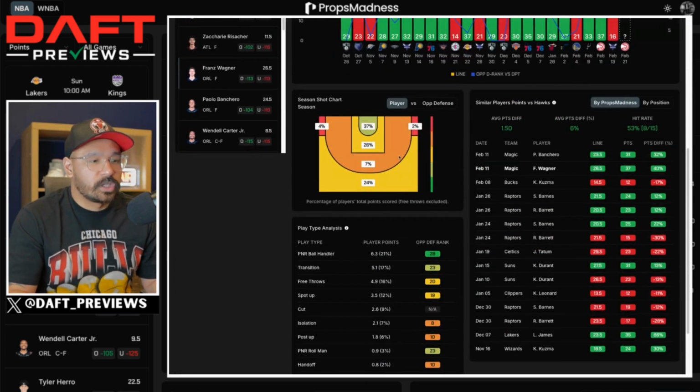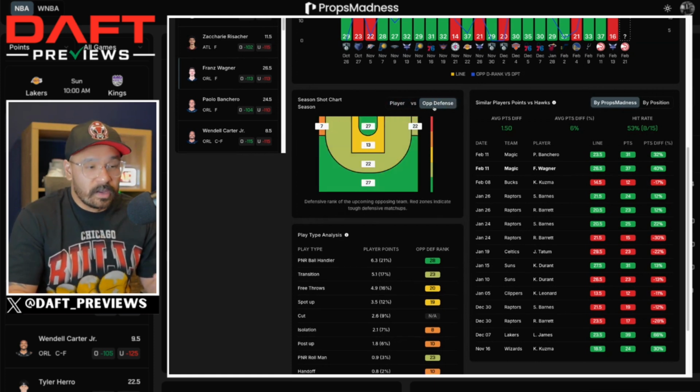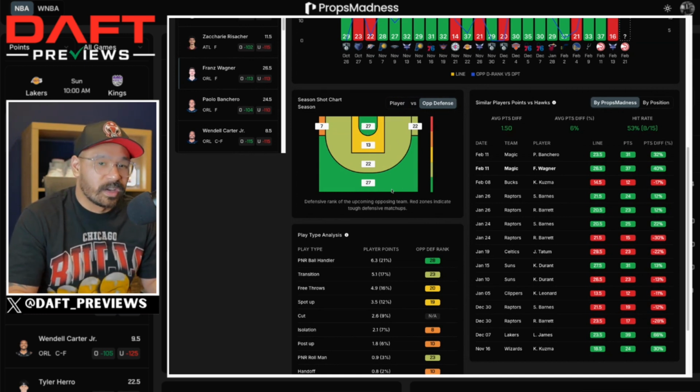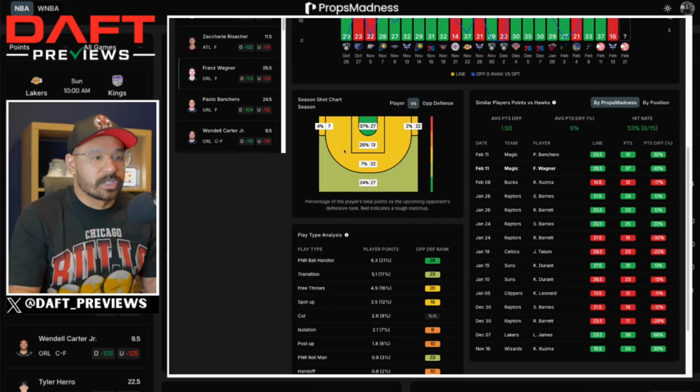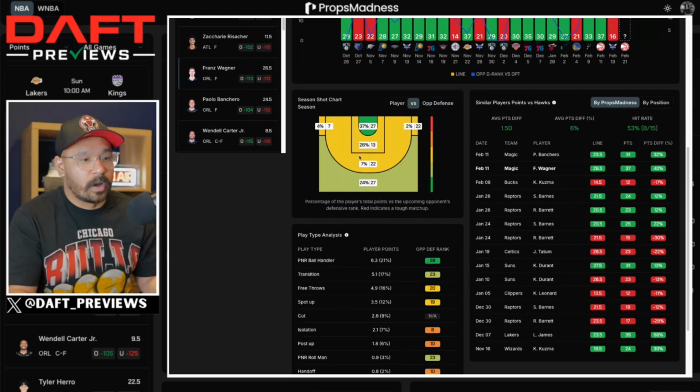So in this season shot chart here, you can see where Franz scores his points. 37% of his points are in the restricted area right at the basket. 26% are also in the paint, non-restricted area, and 24% are above the break. If you look at the opponent defense, we can see the Atlanta Hawks, 27 out of 30 teams. So the fourth most points in the restricted area, fourth most points above the break. You can use this versus tab and it kind of blends both shot charts together. So you can see the player and the opposition defense all in the same chart.